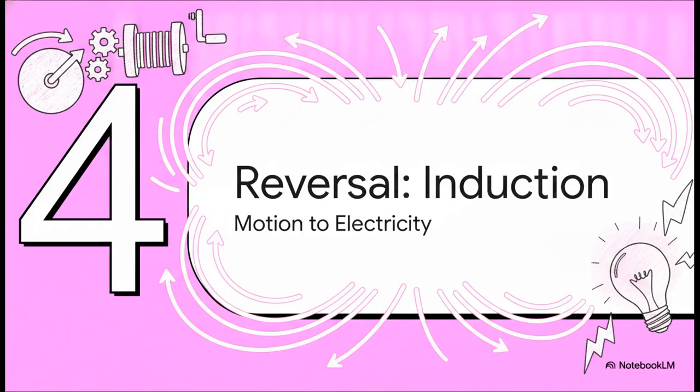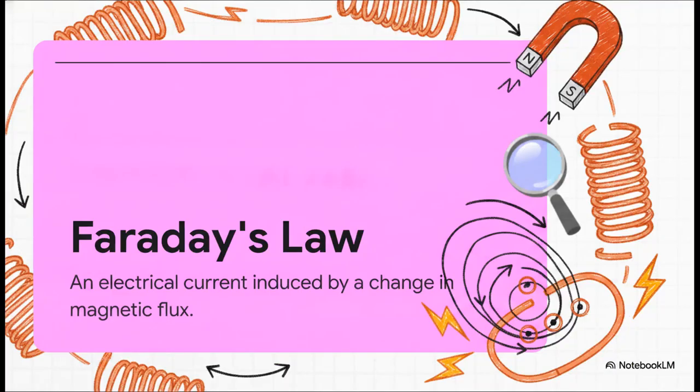Section 4, the Great Reversal, Induction. Welcome to the perfectly mirrored opposite side of physics. Thanks to Faraday's law, we know that the reversal is absolutely 100% possible. We call this phenomenon electromagnetic induction. Faraday's law states that simply changing the magnetic flux around a coil of wire will literally induce an electrical current within that coil. Now, what is magnetic flux? Just think of it as the amount of invisible magnetic field lines passing through a specific area. If you change that amount by moving a magnet closer to or further away from a wire, you force electrons in that wire to move.